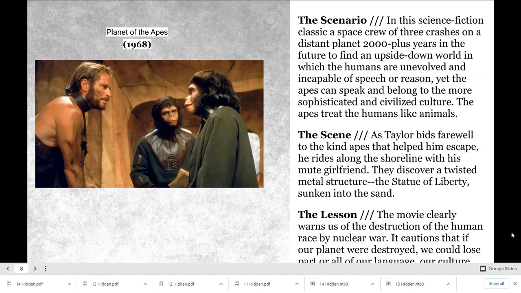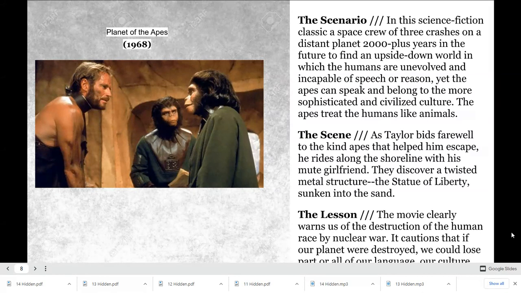Planet of the Apes. So it's a science fiction classic. A space crew of 3 crashes on a distant planet 2,000 plus years in the future. They find an upside down world in which the humans are unevolved. So we are more like pets, animals, and incapable of speech or reason. And the apes, they're the ones in charge, and they can speak, and they belong to a more sophisticated, civilized culture. And they treat humans like animals.